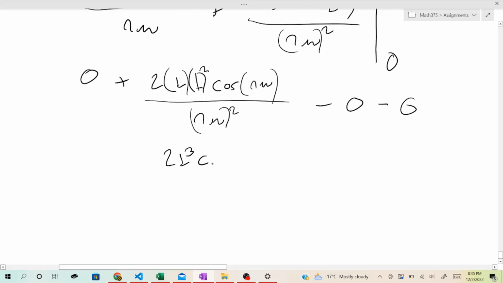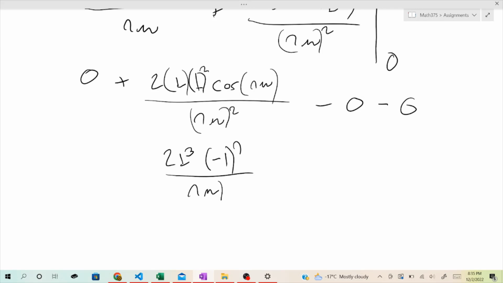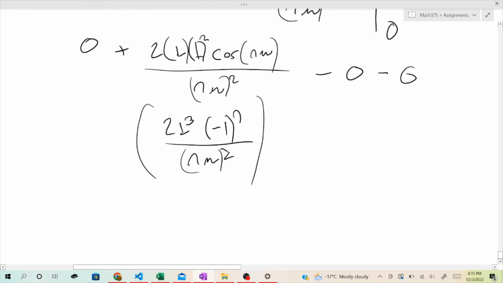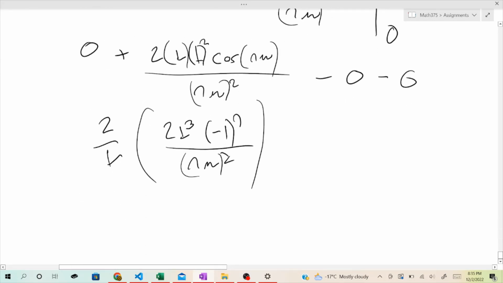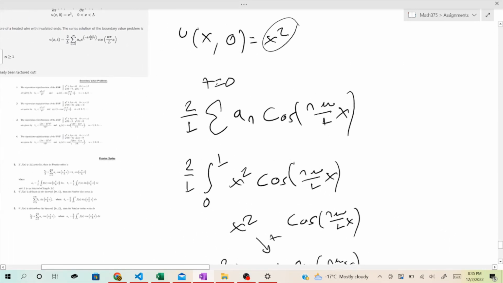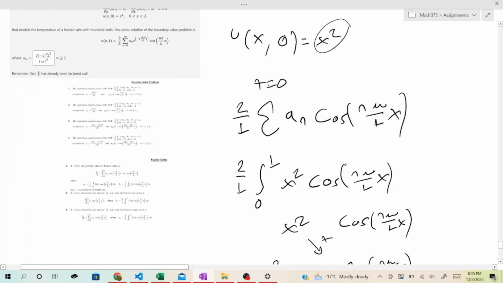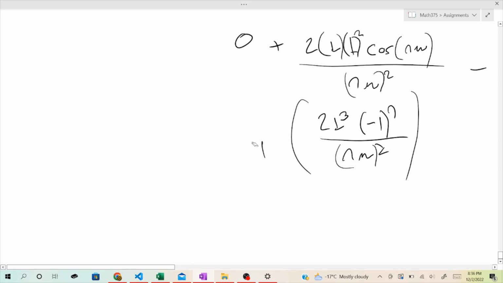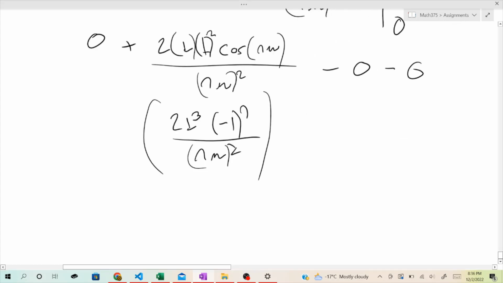2L cubed. Cosine n pi is the same thing as negative 1 to the n, over n pi squared, multiplied by 2 over L. In the equation, they give 2 over L is already factored out, so the answer is just this: 2 times negative 1 to the n times L cubed over n pi squared.